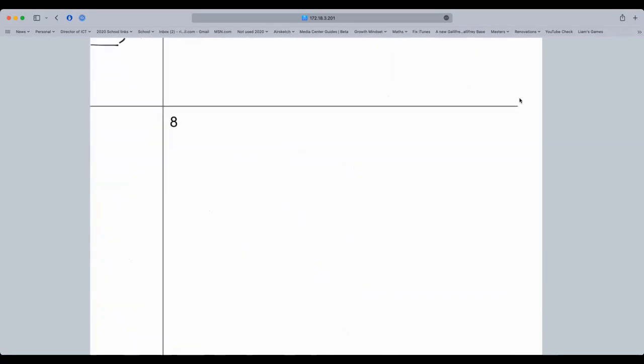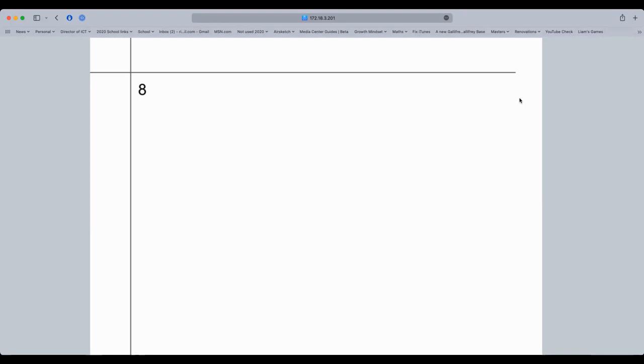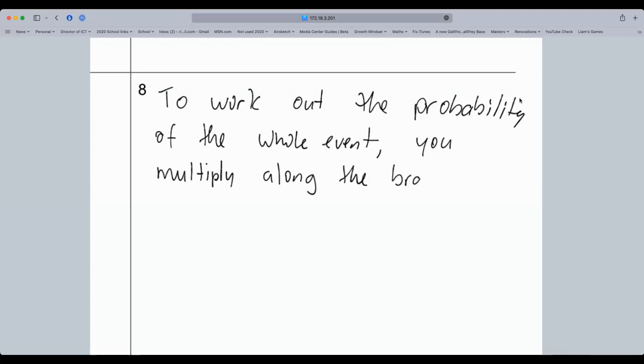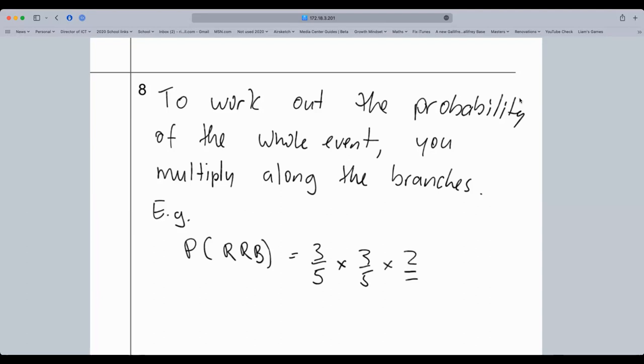Yeah, I'll just finish off these notes about weighted trees. To work out... I'll just leave it at that example for the time being, but just want to check for understanding of that.